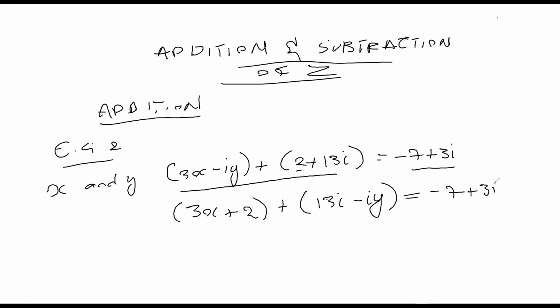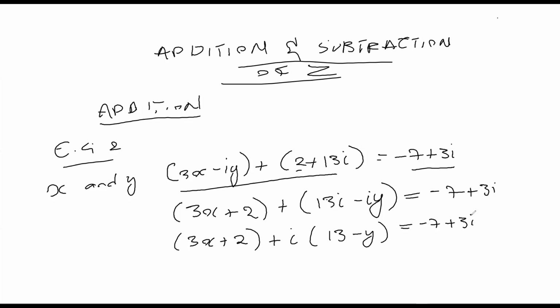After this, what we do next is we now equate. Before we actually equate, let's just simplify this further. We can say 3x plus 2, and we factor out the i, so we're going to have plus i here, and we're going to have 13 minus y, equals negative 7 plus 3i.